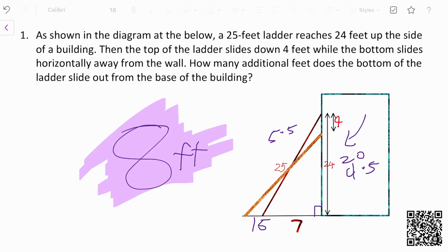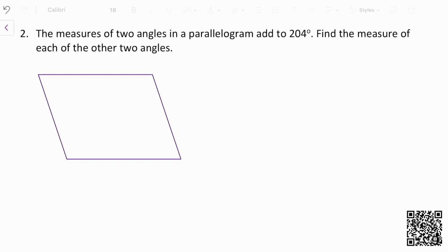Moving on to problem number 2. The measure of two angles in a parallelogram add up to 204. Find the measure of each of the other two angles.